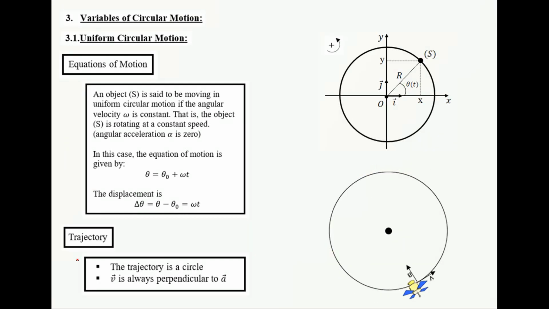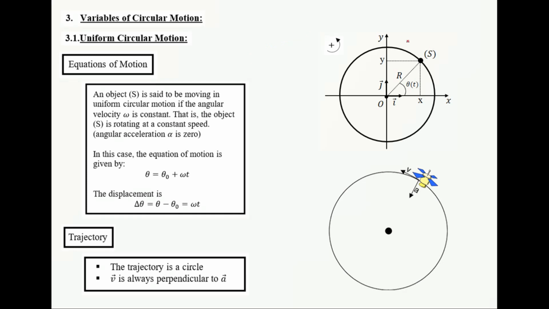3.1, uniform circular motion. Remember that in the motion along a straight line, we distinguished between two types of motion, uniform motion and uniform varied motion. In the case of uniform motion, the velocity was constant, acceleration is 0. In the uniform varied motion, the acceleration is constant and the velocity changes linearly with respect to time. Here we're gonna do the same.